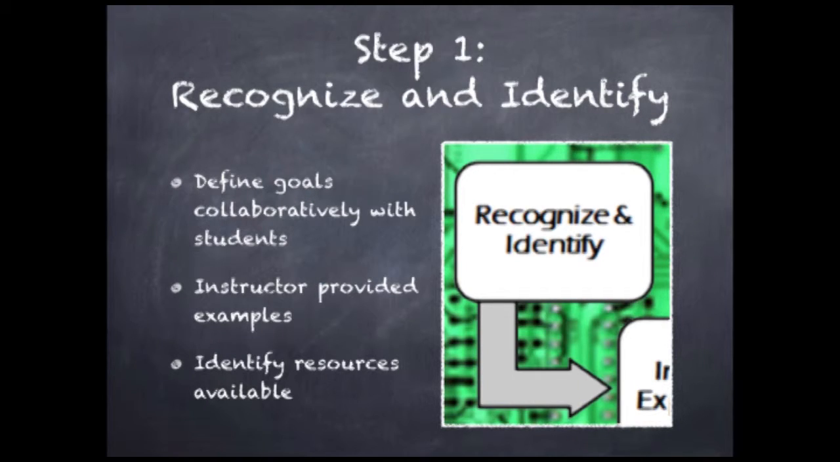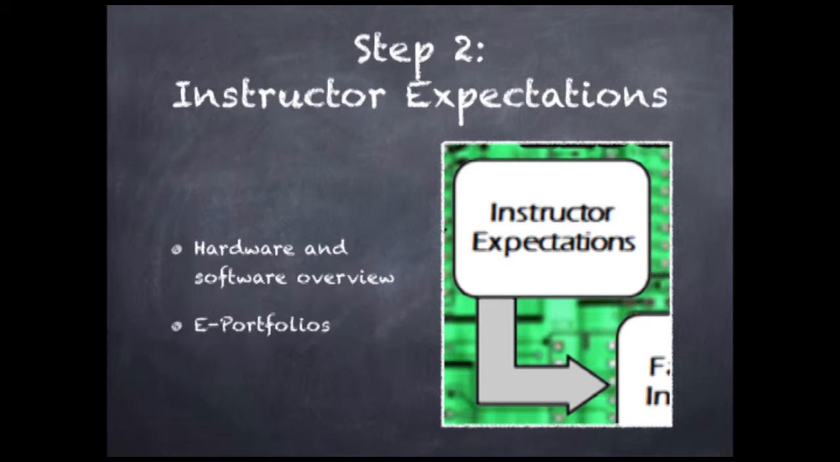Now on to step 2, which you can see on the screen, instructor expectations. In this step, the instructor has the responsibility of giving an overview of the hardware and software that will be available. If it is something in regards to building, as with robotics or architecture, an overview of the hardware would be given: the tools that would be available, the safety of using such tools, as well as a software overview.